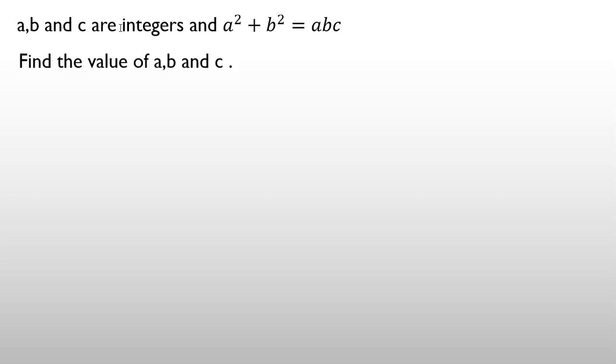A, B, and C are integers, and A squared plus B squared equals A times B times C. Find the value of A, B, and C. Because they are integers, we should consider different cases. You can use a lot of tricks for this problem, but one general way to solve it is to treat it like a quadratic equation.